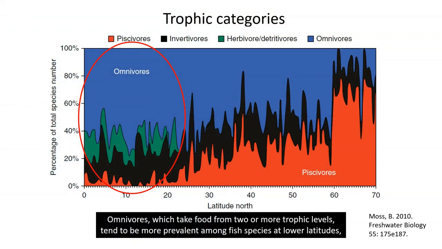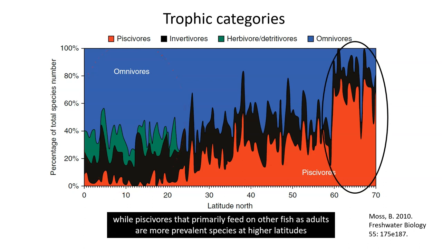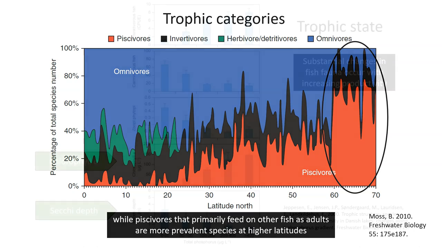Omnivores, which take food from two or more trophic levels, tend to be more prevalent among fish species at lower latitudes, while piscivores, that primarily feed on other fish as adults, are more prevalent at higher latitudes.